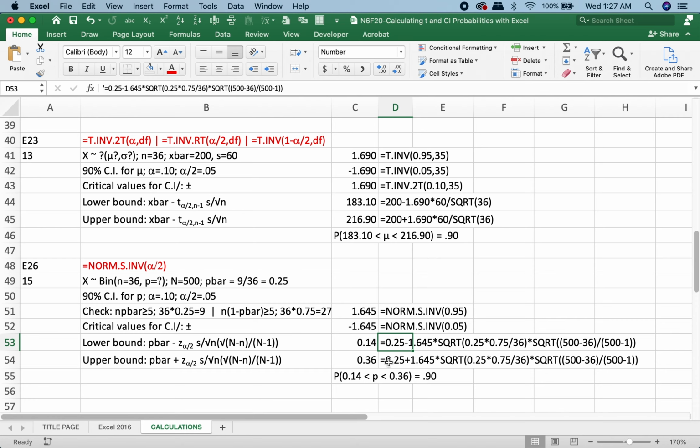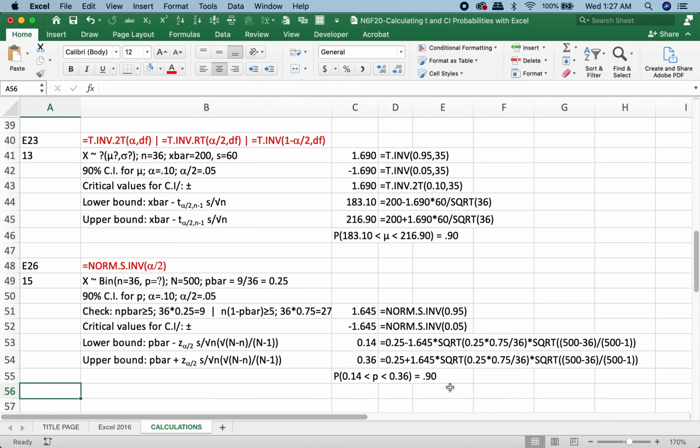From there, we would plug that into our formula. So it would be P bar 0.25 minus 1.645 times the square root of P bar times 1 minus P bar over n, and then times your FPC factor, square root of big N minus little n over big N minus 1. So that gives you your lower bound of 14%, and then 0.25 plus that mess gives you your upper bound. So here's your confidence interval, which is that P is between 14% and 36%, and we're 90% sure of that. Whew.